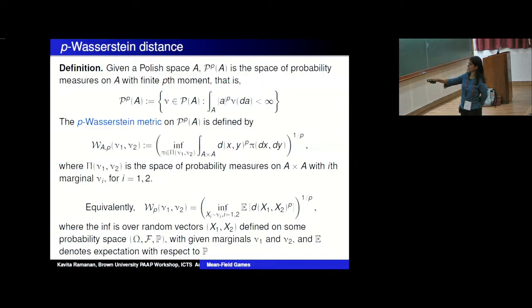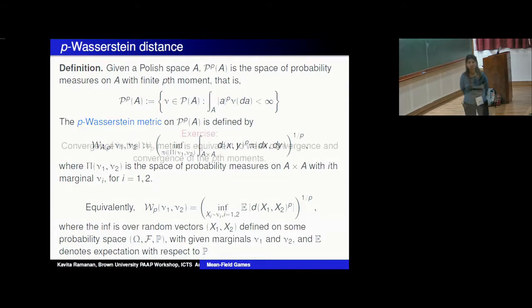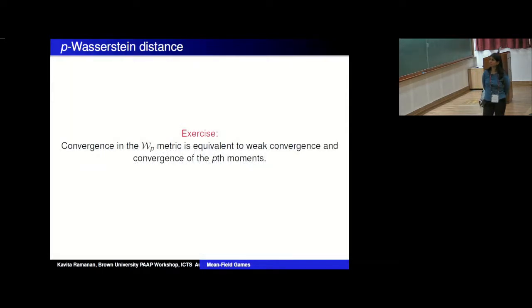Another way to write this in a probabilistic way is to look over pairs of random vectors where x1 has marginal nu1, x2 has marginal nu2, and you look at the expectation of this. Okay, so the pth sort of L^p. Convergence in the W_p metric is actually equivalent to weak convergence and convergence of the pth moments. That's a little exercise, if you didn't know that before, to try and do.